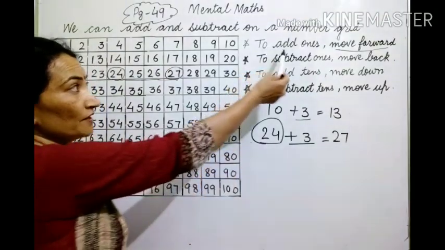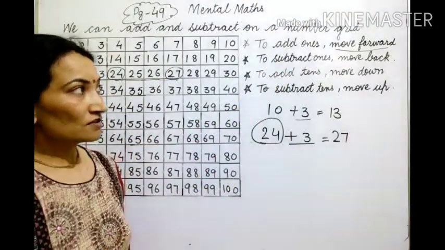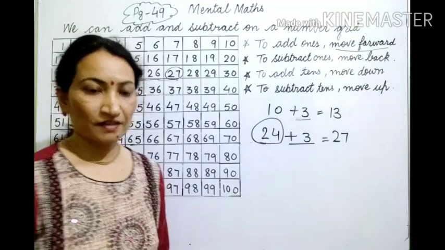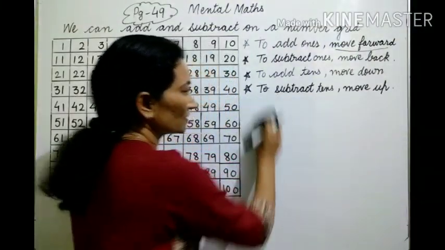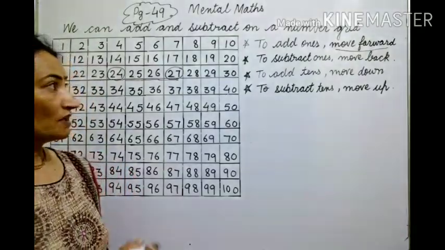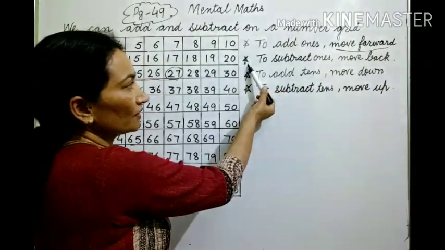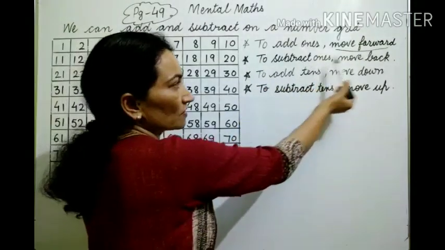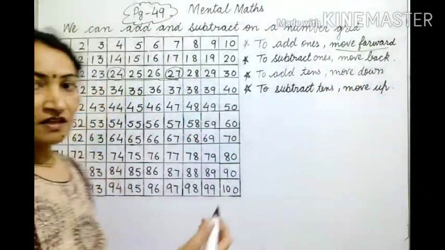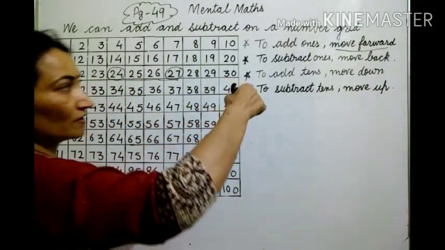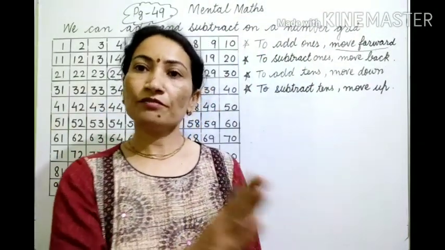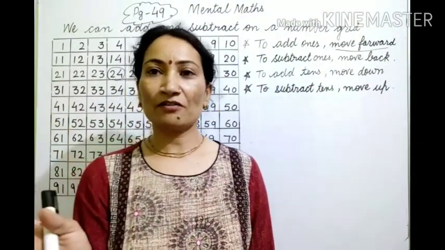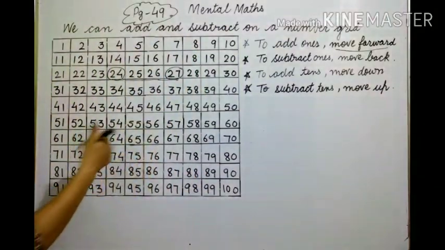Hope the first point is clear. To add ones, we will move forward from the given number to the next number, according to how many steps are given. Now second rule, to subtract ones, move back. Means as we were adding, we were moving forward. Now if we subtract, we will move backward. Means back we will go.